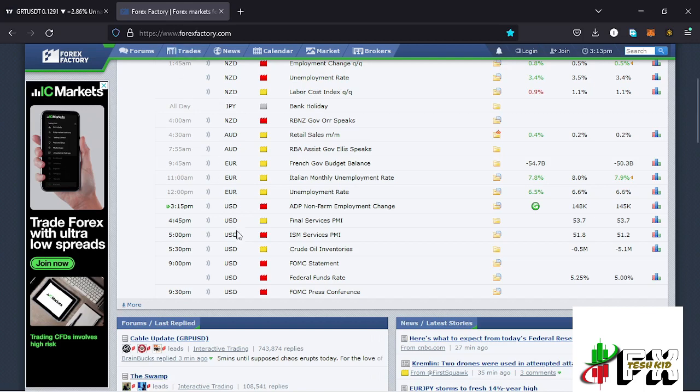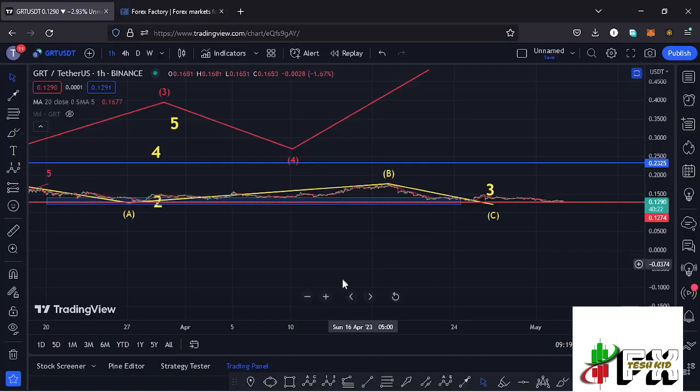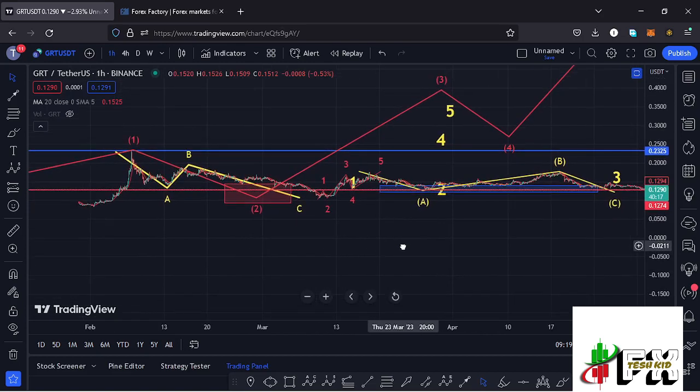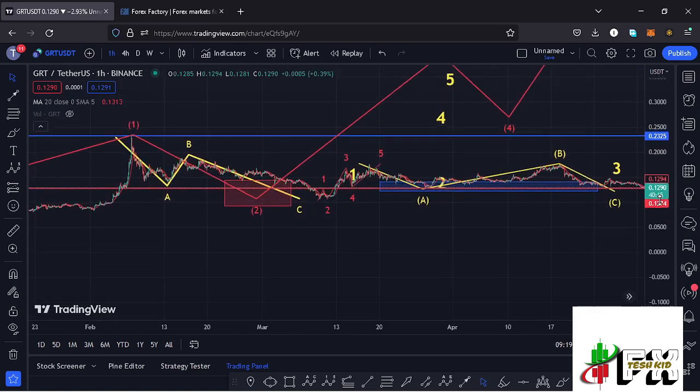Before I jump to the 1-hour chart, it's good that I show you that later today we have the FOMC meeting, and at the time of the FOMC meeting I'm expecting a lot of volatility in the market, and that could also help us fully maximize the scenarios that I have here.